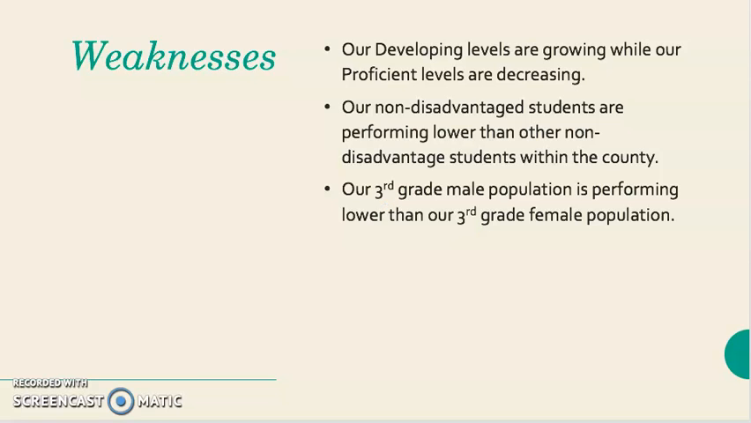A few weaknesses that we have is our developing levels are growing while our proficient levels are decreasing. So we really need to find out why our students are starting to fall behind, and we need to know where we can meet them where they are and push them where they need to be. Our non-disadvantaged students are performing lower than our non-disadvantaged students within the county, so we just need to investigate the reasons behind that. And our third grade male population is performing lower than our female population, even though our male population is more.